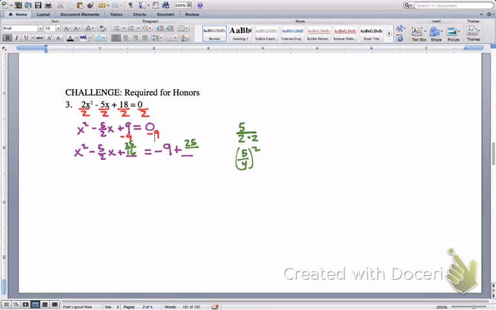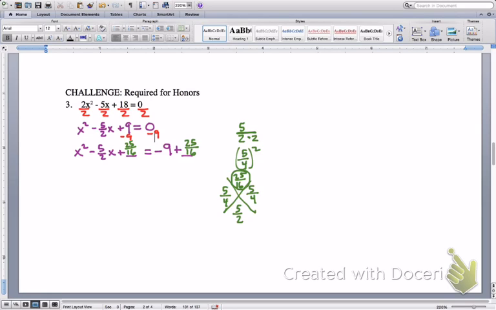25 over 16. Now if you're doing it with the x, you have 5 over 2, and you end up with 5 over 4 because 2 times 2 is 4. So you're dividing something that's already been divided by 2, which means divide by 4. And that gives you 25 over 16. This is the number that completes the square here.